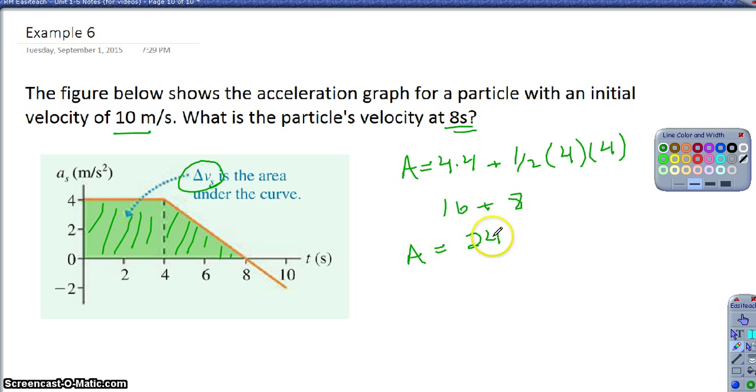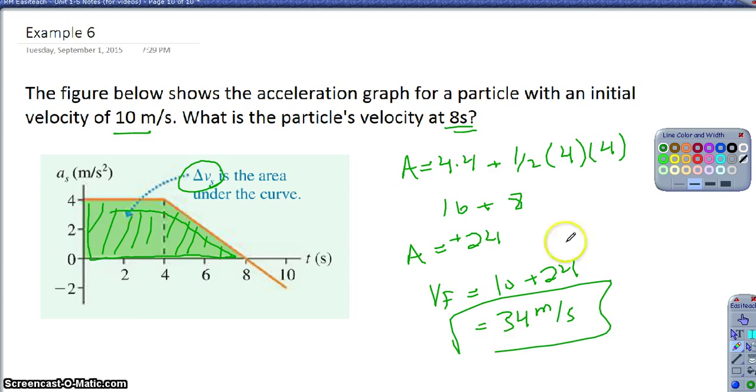It is worth noting that it is all positive area because it is all bounded above the x-axis. So that's all positive area, which means this was a positive change in velocity. So if I started at 10 meters per second, my final velocity after 8 seconds would be 10 meters per second plus the 24 that I have gained. So it would be 34 meters per second.